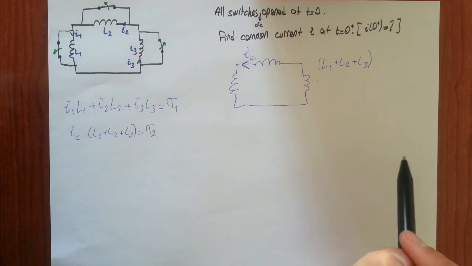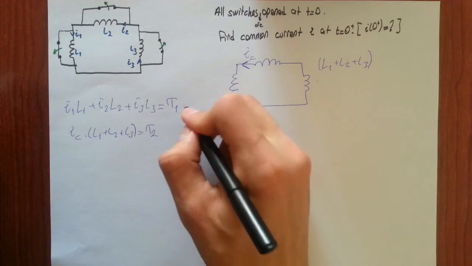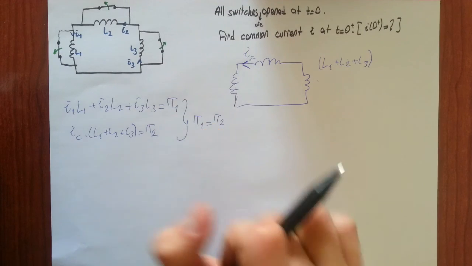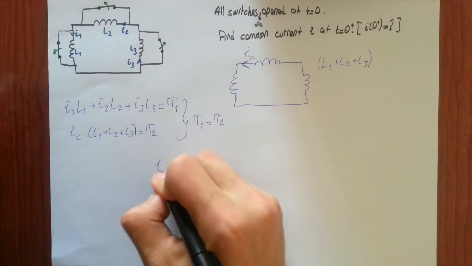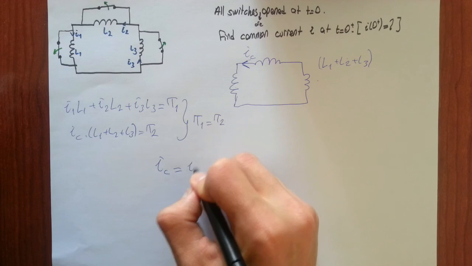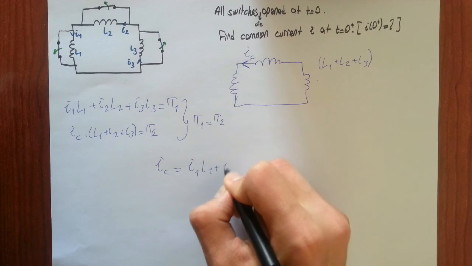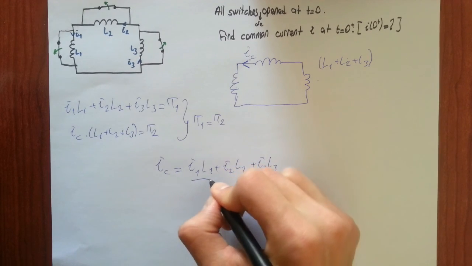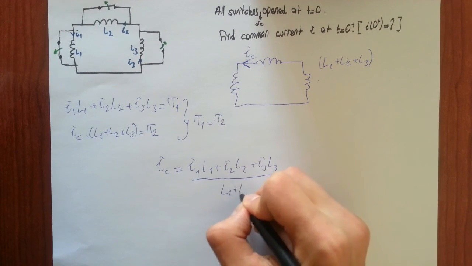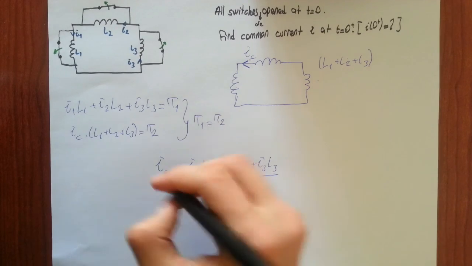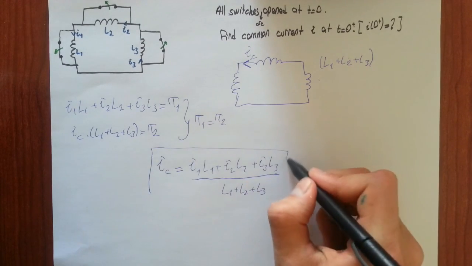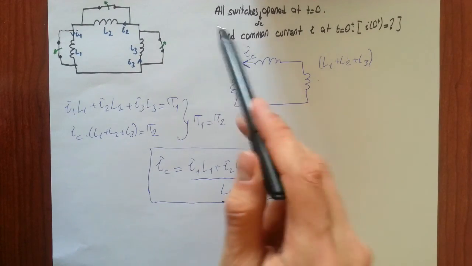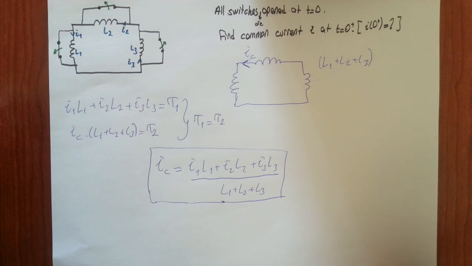Since flux is a conserved property, T1 is equal to T2, and by equating them to each other, we can find IC as follows: I1 L1 plus I2 L2 plus I3 L3 divided by L1 plus L2 plus L3, and this is the result. Actually, this is the common current that flows through the inductors after opening of the switches.